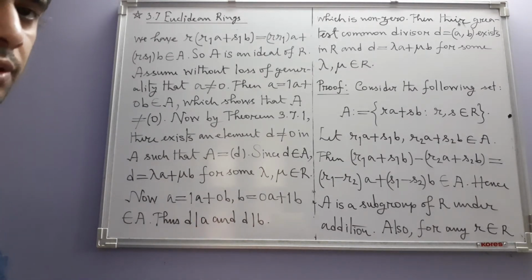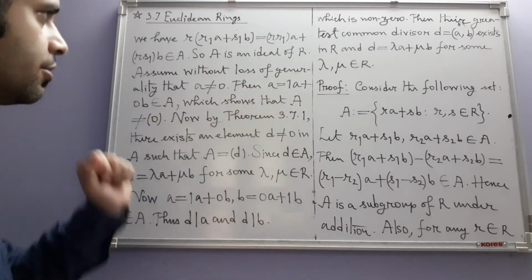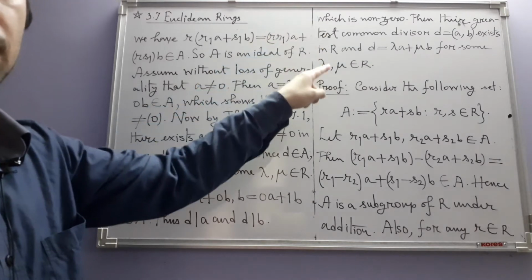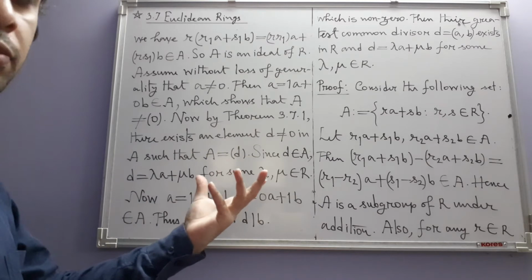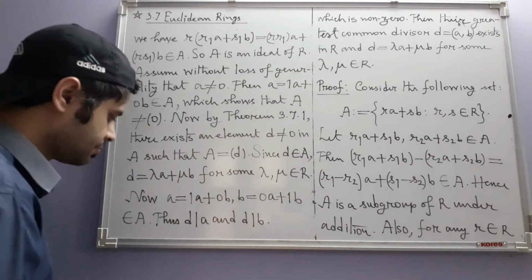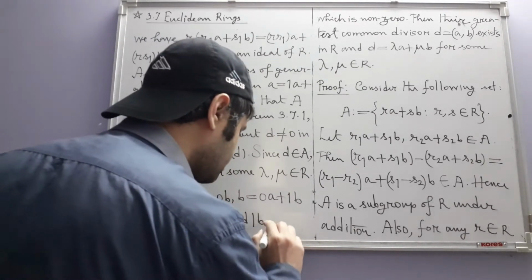Note that D being non-zero is essential here, because in these divisibility relations the divisor can never be 0 by definition. So that's why we needed to make sure that A is a non-zero ideal, and because of that we need the condition that at least one of A or B is non-zero, which the author failed to mention. So that is a small mistake. Thus D divides A and D divides B.